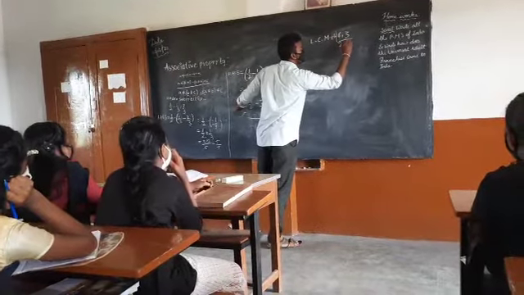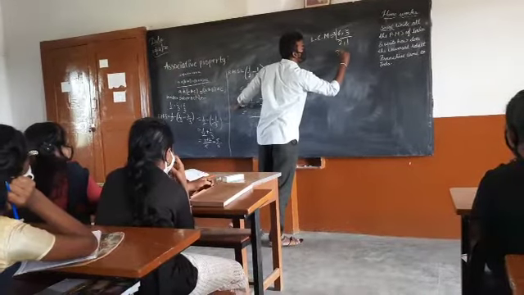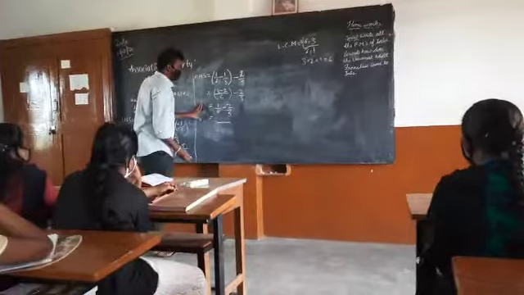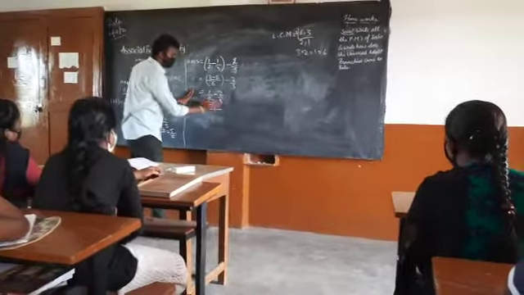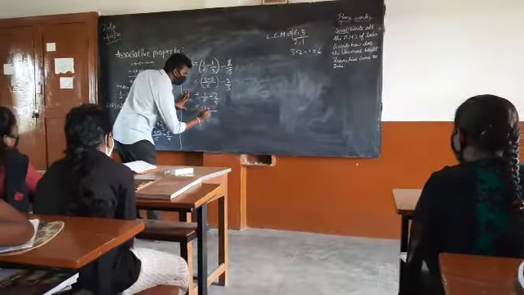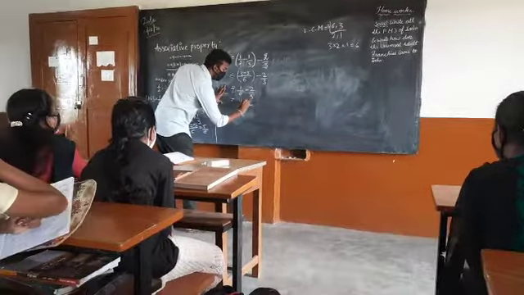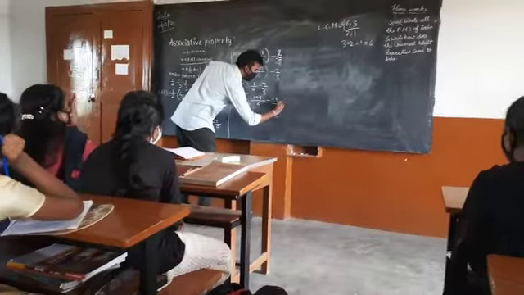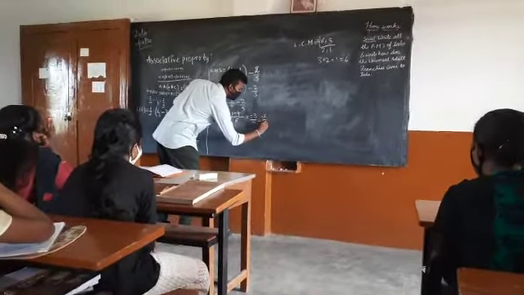3 twos, 3 ones, 3 into 2 into 1. 6. Clear? So 1 by 6. So for 6 and 3, what is the LCM? 6. What does it come to? 1 minus 4 equals minus 3 by 6. That can also be written as minus 1 by 2.